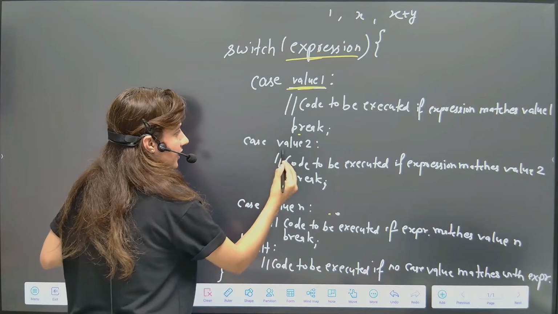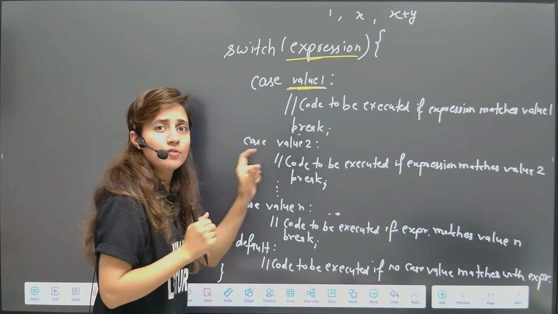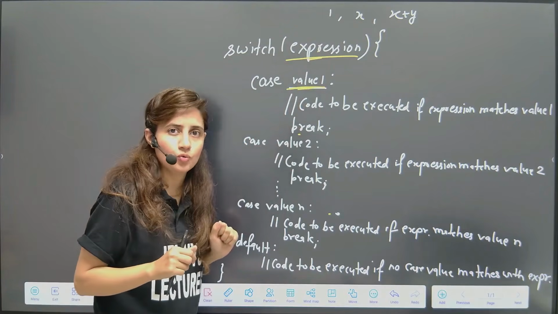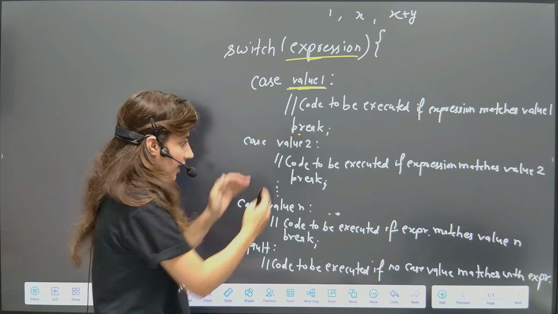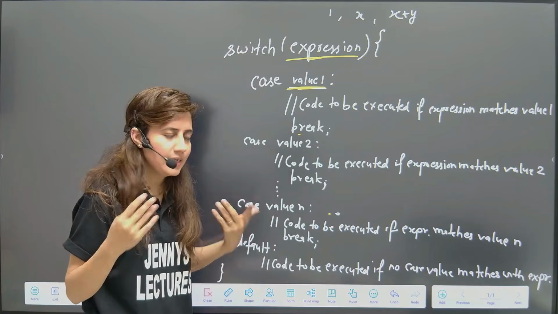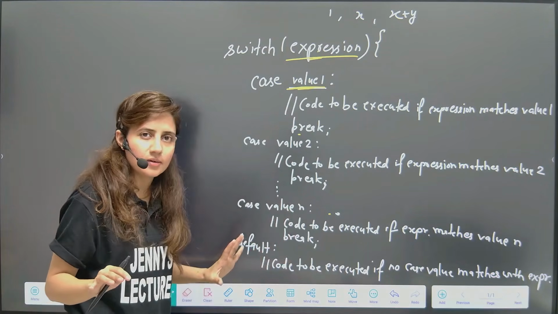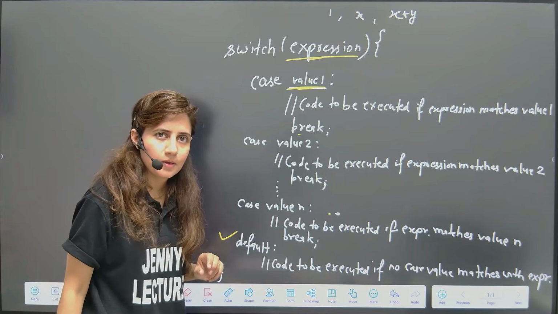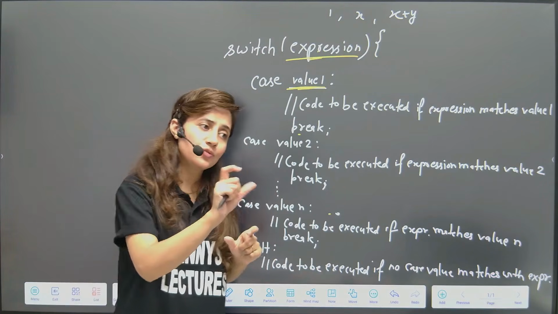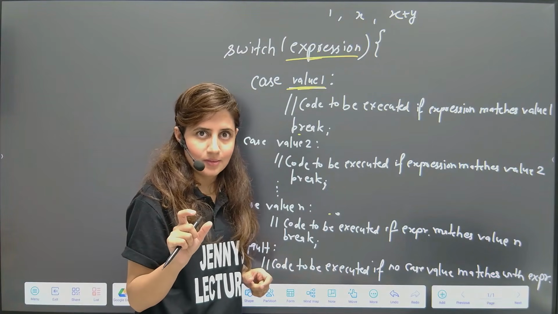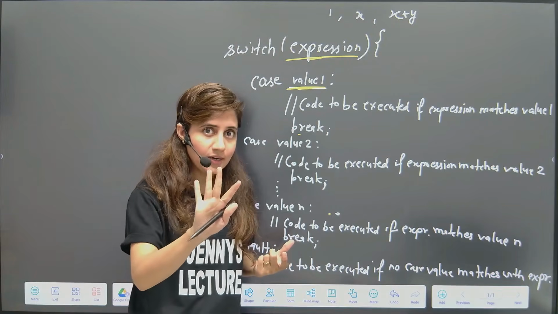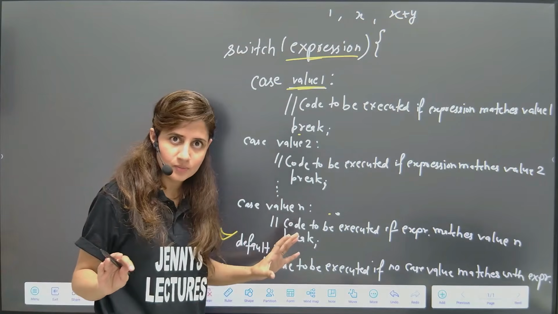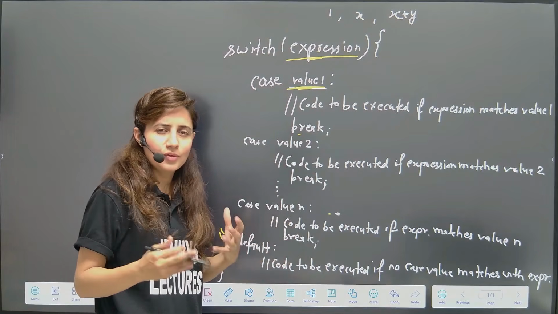Then again a case, then here value 2. Whatever you write here would be executed only if this expression is equal to value 2. Then again break. Like this, you can have many cases, many case values up to case n. Then at last we have the default case. Like in the else if ladder, at last we write else. It's not compulsory to write else, as I have told you. In this case also, it's not compulsory to write default. But yes, we write default.